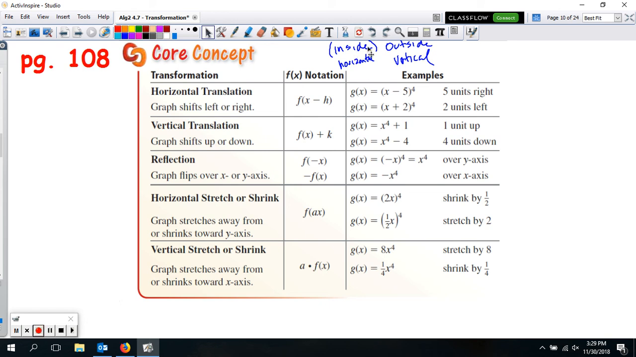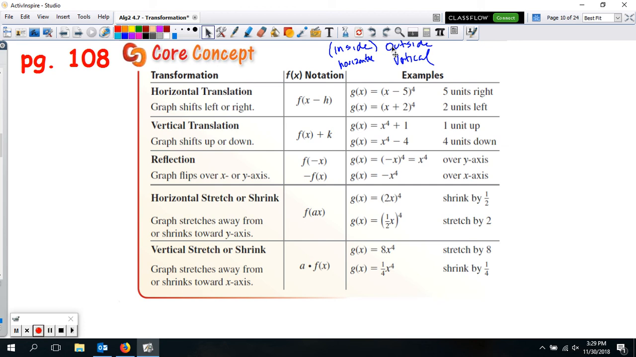And I wrote just up here again, when it's horizontal, you're doing whatever you're doing to the inside of the function. So you can see here, horizontal translation, we're inside where x is. The reflection, the one that's inside is over the y-axis. That's a horizontal reflection. And then the horizontal stretching and shrinking, you're multiplying a times the x on the inside. So you can see those are on the inside of the parenthesis, on all of those.